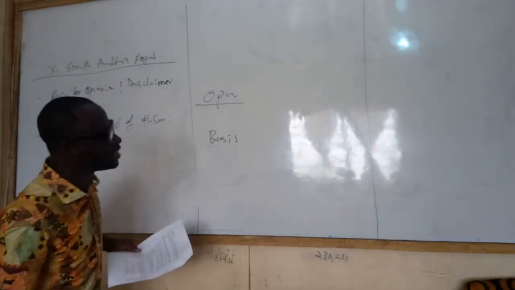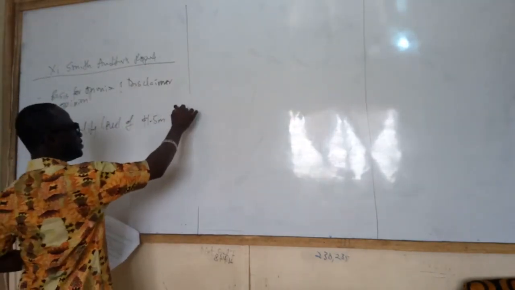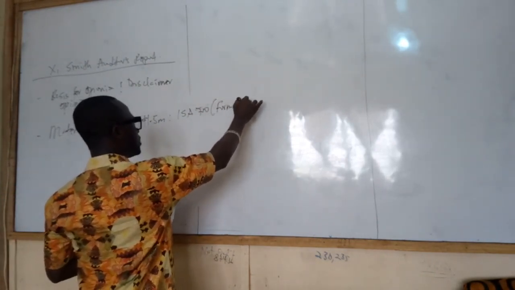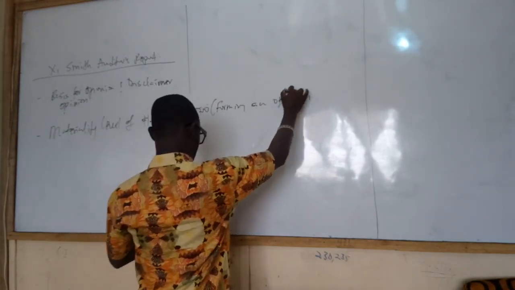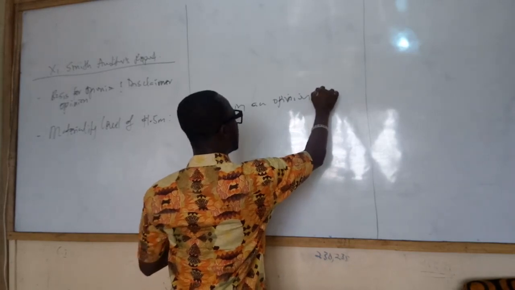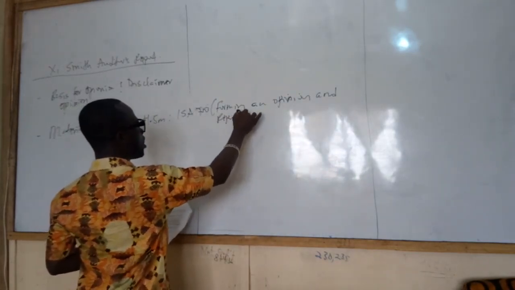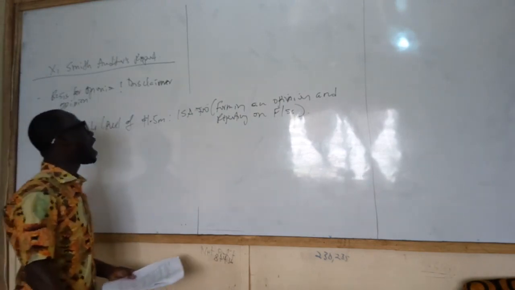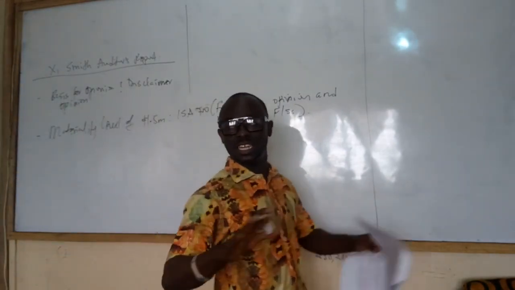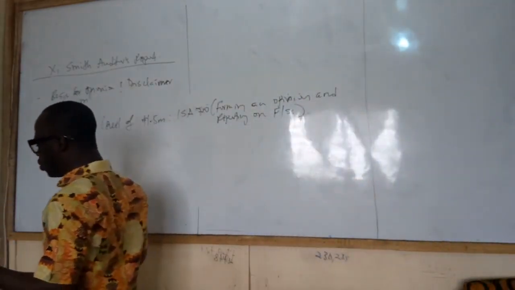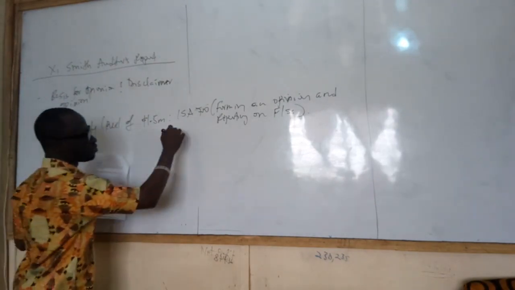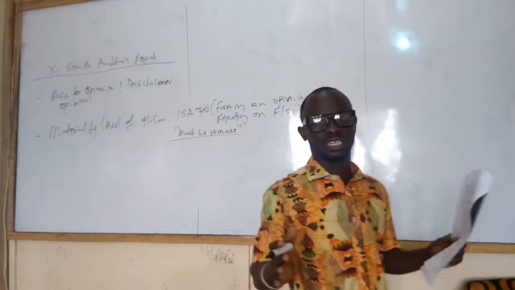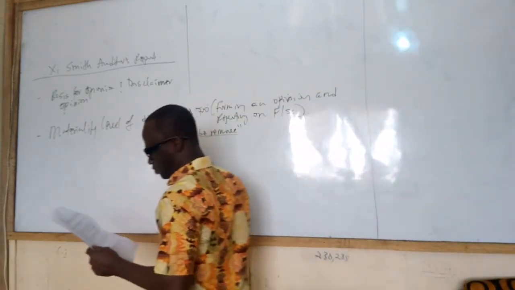This is against ISA 700. Now, what is ISA 700? That is forming an opinion and reporting on financial statements. According to ISA 700, it is not required that the materiality level be stated in the auditor's report. So what he did there is not required, hence it must be removed. Since it's not required, it must be removed. Make sense? That's the second thing.